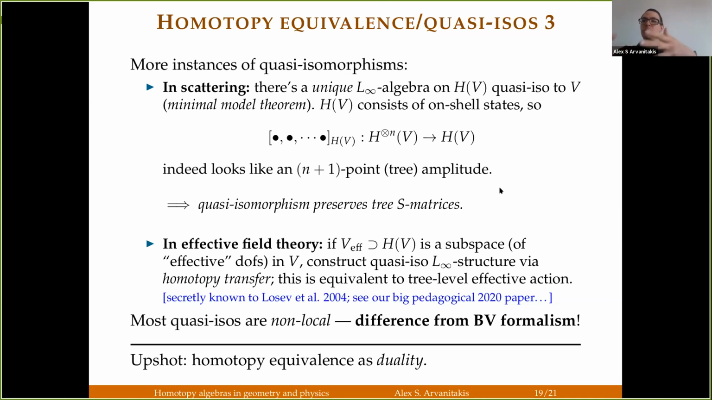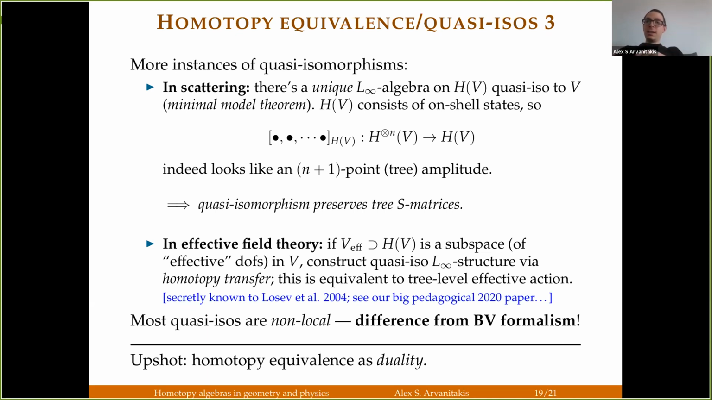And somewhat more generally, you can pick a subspace of effective degrees of freedom that contains all of the on-shell states. And if you then integrate things out, you have a quasi-isomorphic L-infinity structure. And you can actually check that this agrees with what you would get from the path integral. Well, the tree-level path integral in this case, because we are working at tree level for the purposes of these slides. And this last one actually illustrates the major difference from the BV formalism, which is that here you can play around with non-locality. There's nothing here that makes you be local.